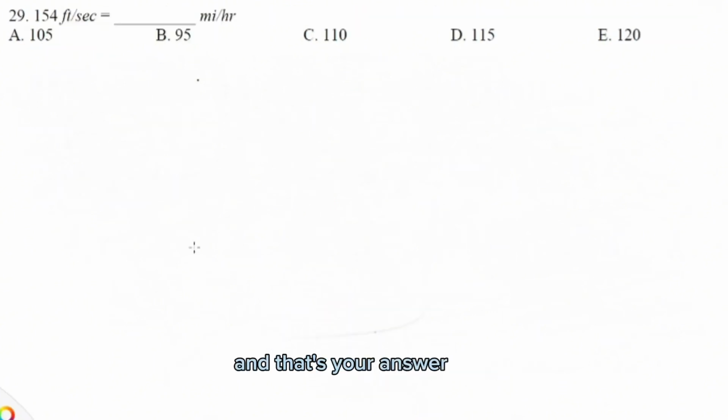Next, 154 feet per second is equal to blank miles per hour. Alright, so there's a simple conversion you need to know. 22 feet per second is equal to 15 miles per hour.